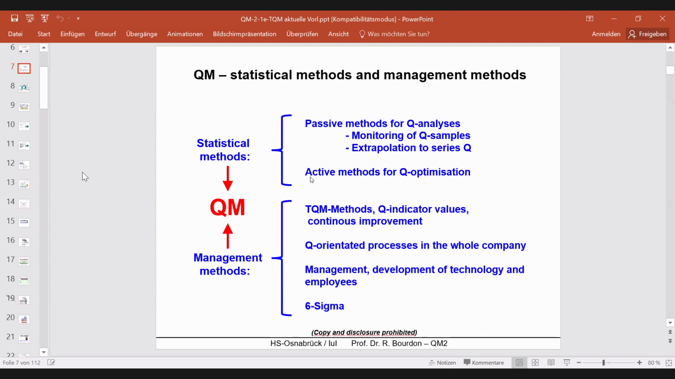You will see this. Some questions will be related to the extrapolation, to the forecast of series quality on the basis of samples. This is very important in the industry, because mostly you have only samples. You cannot test every part. It's much too expensive.